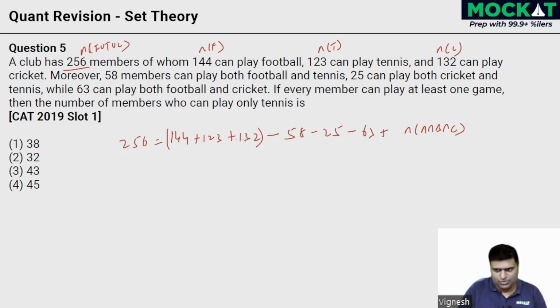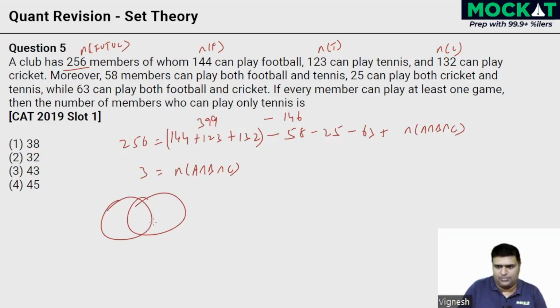144 plus 255 is 399, minus 58 and 25 is going to be 83, 83 plus 63 is 146. 399 minus 146 is 253. 253 you bring here and you get 3 equals N of A intersection B intersection C. So quickly draw 3 circles. You have 3 in the middle and F, T, and C.